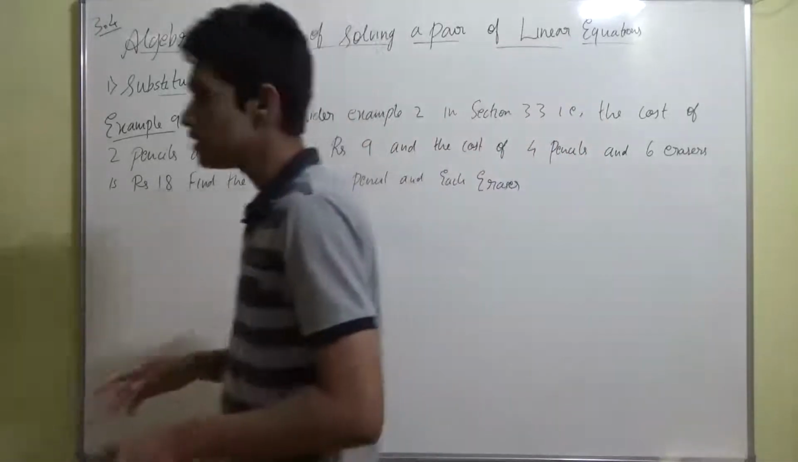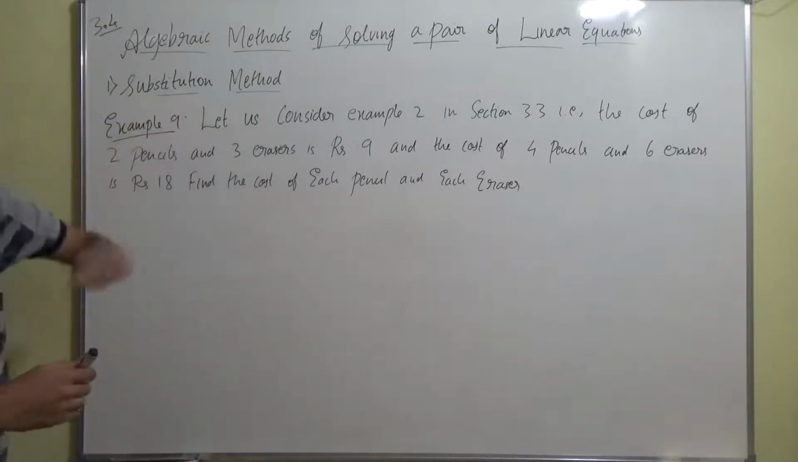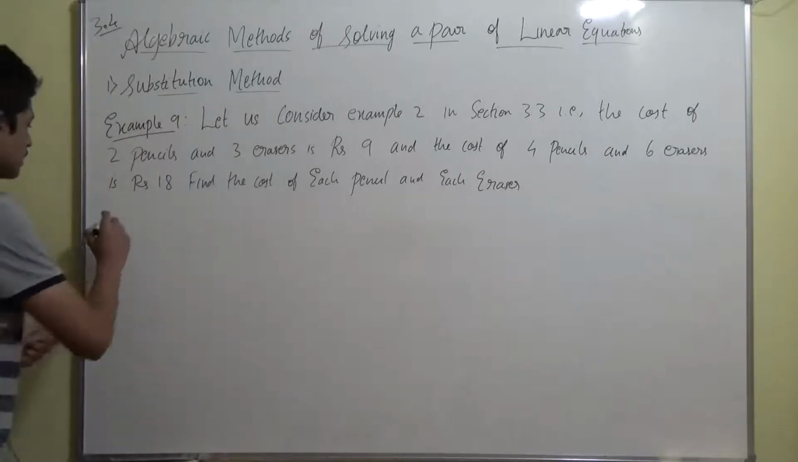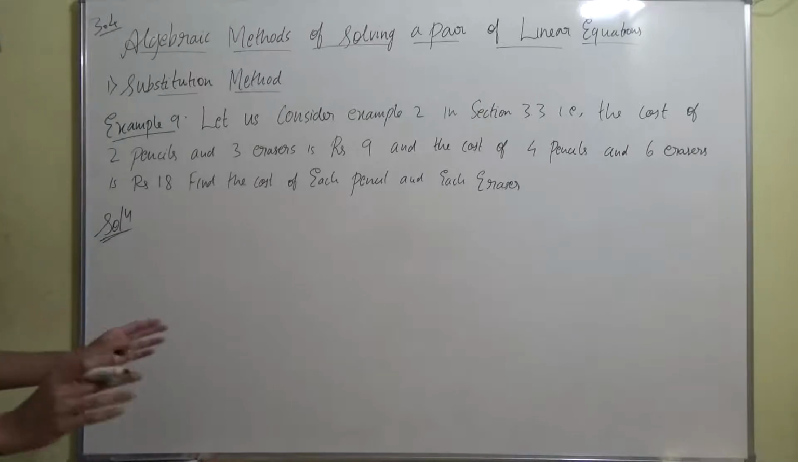Example 9 tells us, let us consider example 2 in section 3.3, that is, the cost of 2 pencils and 3 erasers is rupees 9 and the cost of 4 pencils and 6 erasers is rupees 18. Find the cost of each pencil and each eraser. Okay, guys, this is actually example 2 of section 3.3. If you remember, we solved this graphically. Now we are going to solve this algebraically using the substitution method. So let's directly get into the solution, guys, and follow the steps.